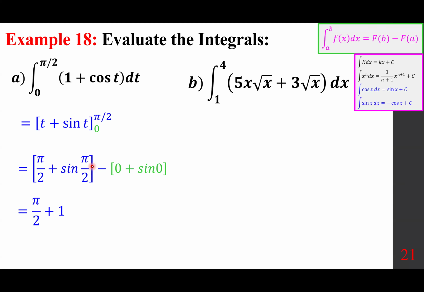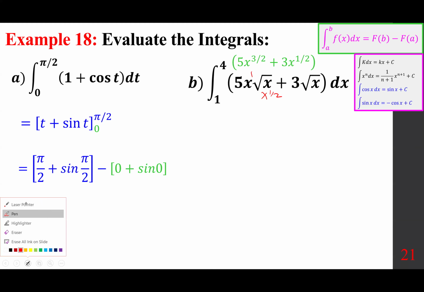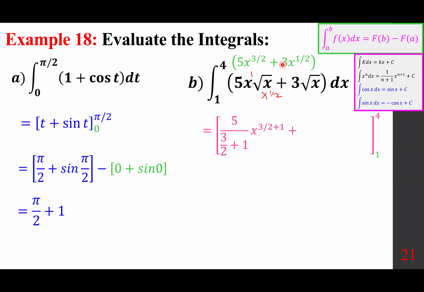What about this one? You change this to x to the power 1/2. This has exponent 1. 1 and 1/2 add up to 3 halves. Now they are ready for the power rule, which is 5 divided by 3 halves plus 1, x to the power of 3 halves plus 1, and 3 divided by 1/2 plus 1, x to the power of 1/2 plus 1. Okay. And of course, from 1 to 4.